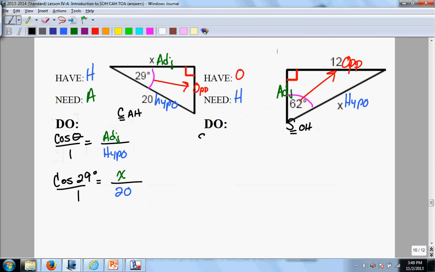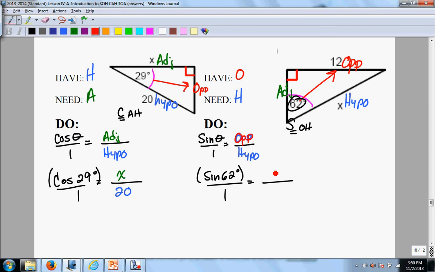So you write sine of theta over 1 equals opposite over hypo. Then you circle plug chug, sine of theta. Your theta is 62 degrees, so we do sine of 62 degrees, parentheses, over 1 equals the opposite, which in this case is 12, over the hypo, which is x. You cross multiply, and you solve for x.